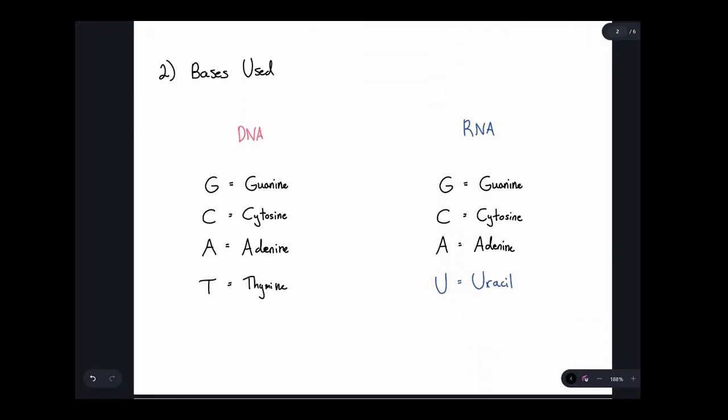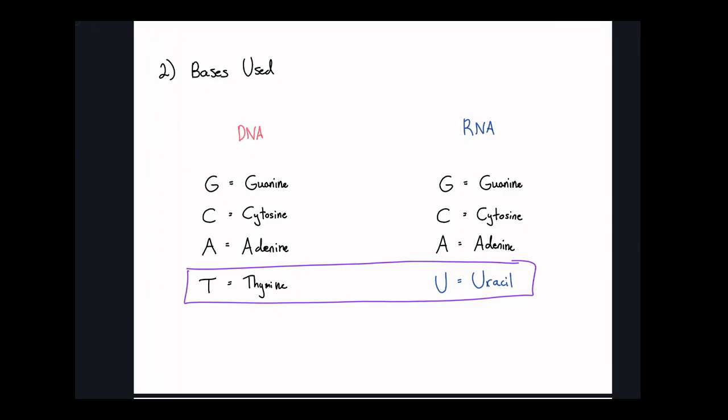Next is the bases used. Without drawing their full structure, I'll do that below. DNA uses 4 main bases, G, C, A, and T, for guanine, cytosine, adenine, and thymine. RNA uses the same bases, right? Guanine, cytosine, and adenine, but there's a big difference with thymine and uracil. The important idea is that RNA is never going to have a T in it. You're never going to see a T in the RNA sequence. And for DNA, you're never going to see a U.